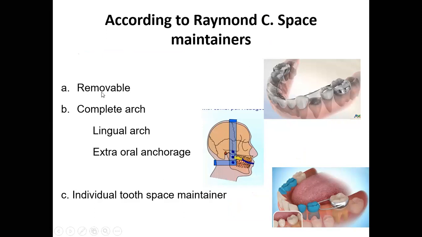Raymond says there are removable space maintainers, there are complete arch space maintainers, and there are individual space maintainers. If you see in this particular picture, a space maintainer is given. Can you see here? This is a space maintainer. It is a complete arch space maintainer, meaning it is taking support from the whole arch. So we are calling it a complete arch space maintainer.